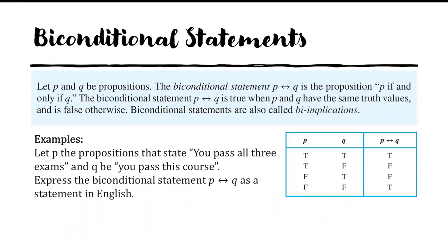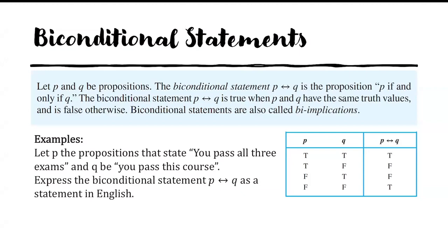So this is the last logical proposition operation we will mention here. Again, we have P and Q to be propositions. The biconditional statement, P if and only if Q. You see this double arrow; this will be translated as P if and only if Q. This biconditional statement is true when P and Q have the same truth value, and it's false otherwise.